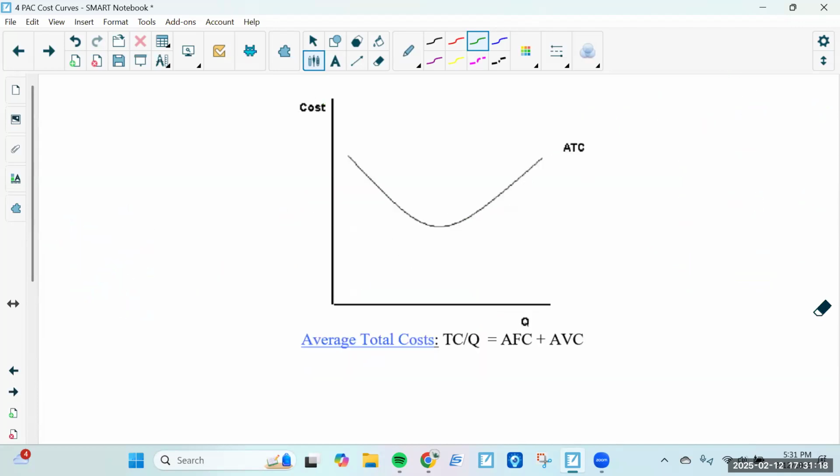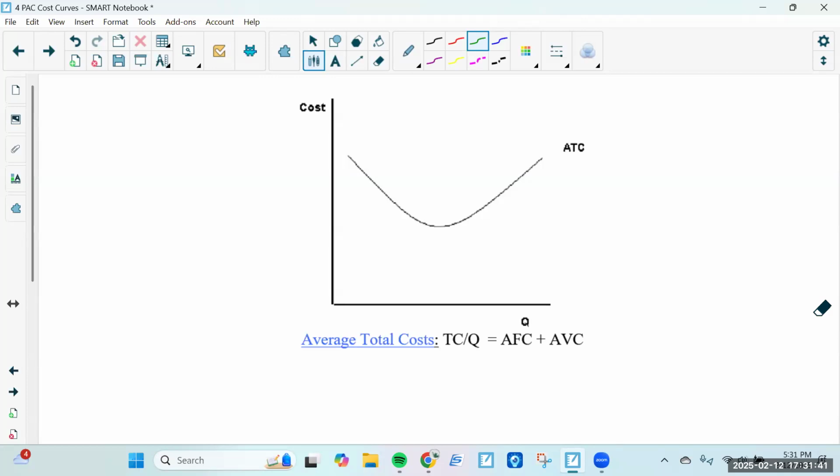What about the next one? This is the big one. This is the most important one. You will draw this many, many times in the next 5 to 6 weeks in this course. This is average total cost. It's total cost divided by quantity. It's the total cost of production divided by the quantity.